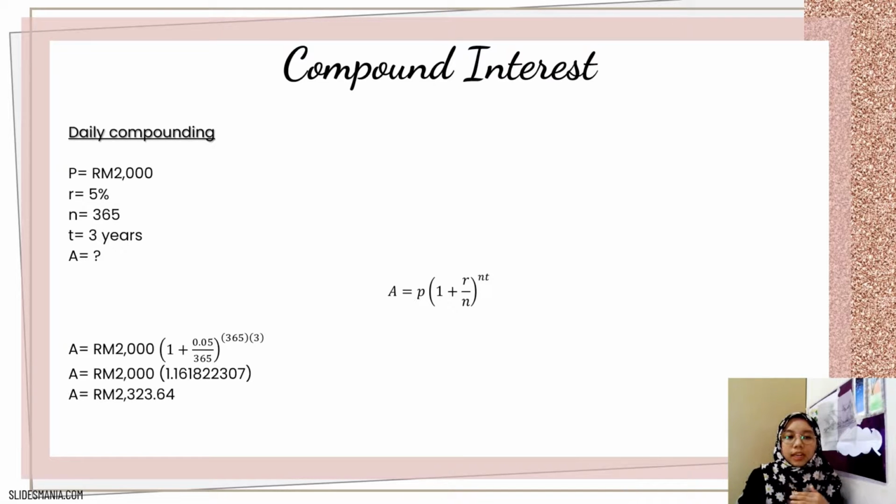So then you have the accumulated amount equals 2000 ringgit times 1.161822307. So the amount accumulated would be equal to 2,323 ringgit 64 cents. And lastly, compound interest also applies to hourly compounding. Just follow the same steps and formula.